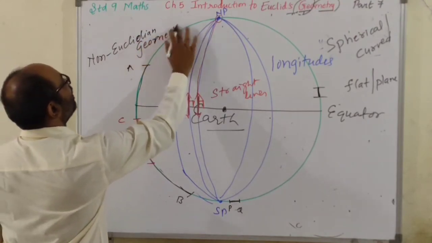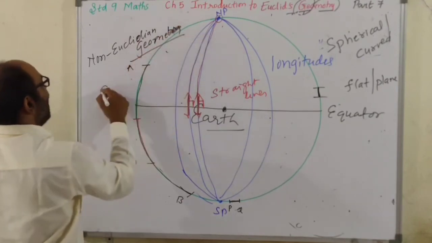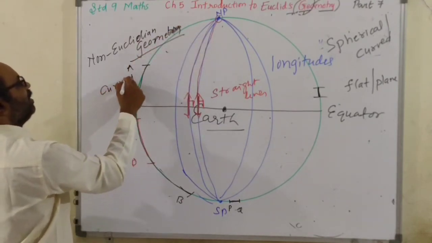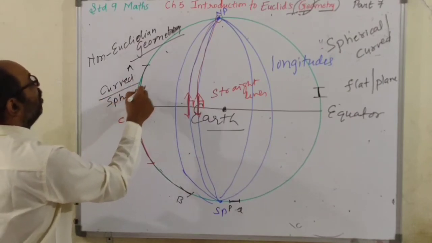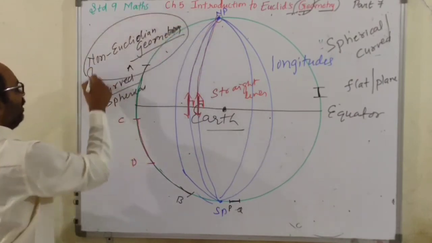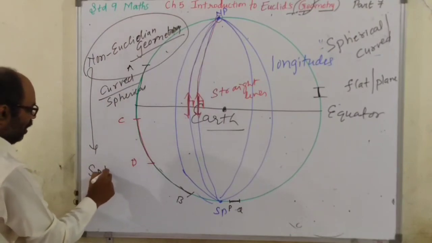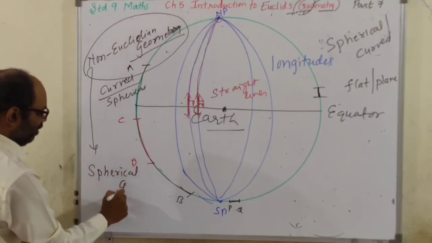और नॉन यूक्लिडियन ज्योमेट्री में कर्व्ड लाइंस की बात है, कर्व्ड सरफेस की बात है. कर्व्ड बोलो या स्फेरिकल बोलो. So that's why non-Euclidean geometry is also called spherical geometry.